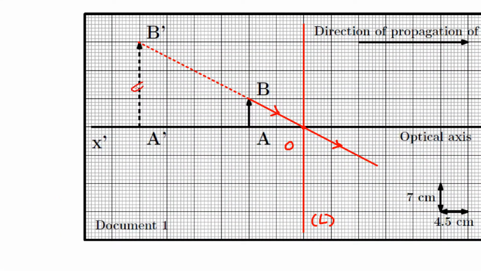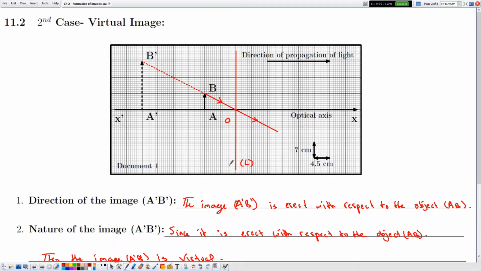So here the image A prime B prime is larger in size because it consists of 3 divisions, whereas the object AB consists of 1 division. So the image is larger in size. And we have justified that the nature of the image is virtual, and we know that whenever the image is virtual and larger in size, then the role of the lens is a magnifier, and we know that only a converging lens can play the role of a magnifier.